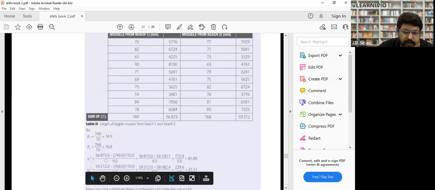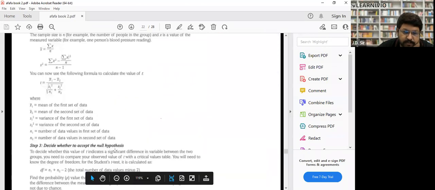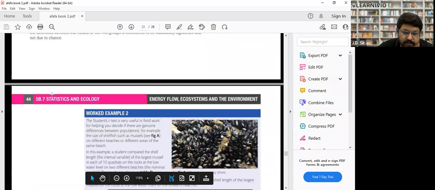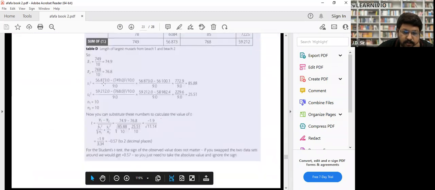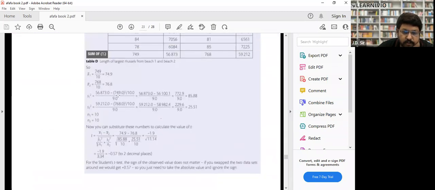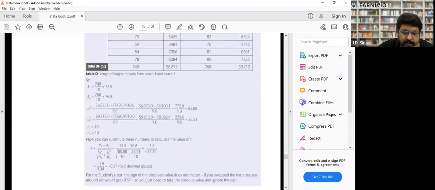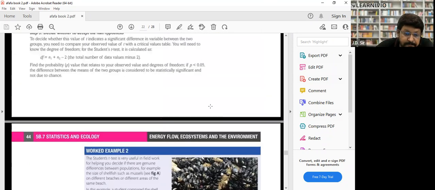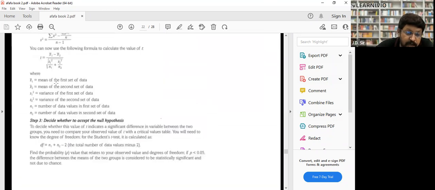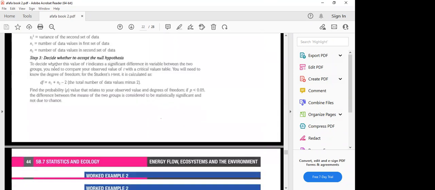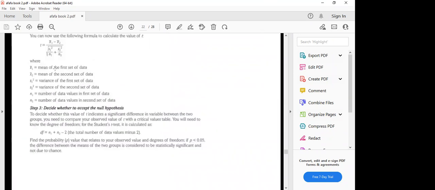Okay. Now what did they do? This value minus, they put the same thing in this formula. So the square of this one upon 10, right? The square of this one upon 10. N1 and N2, same formula. Okay, so that s squared formula, that's the one they use. Right.